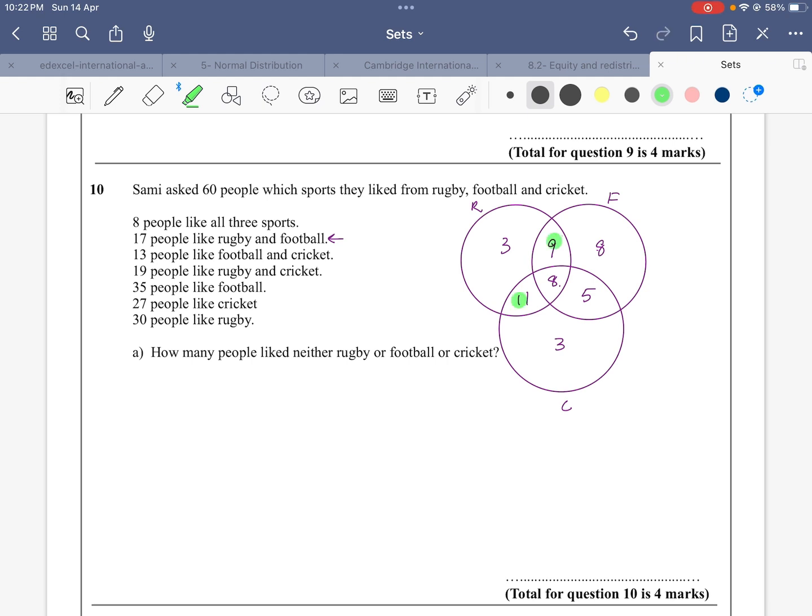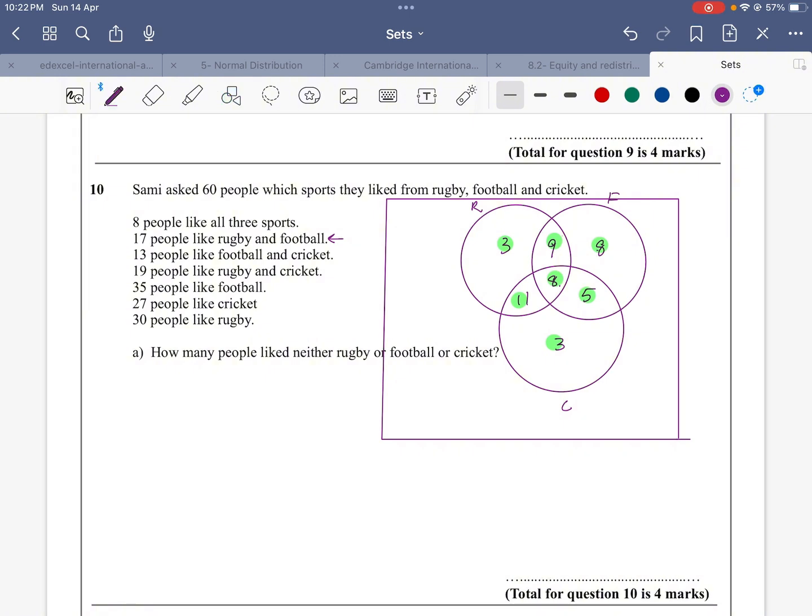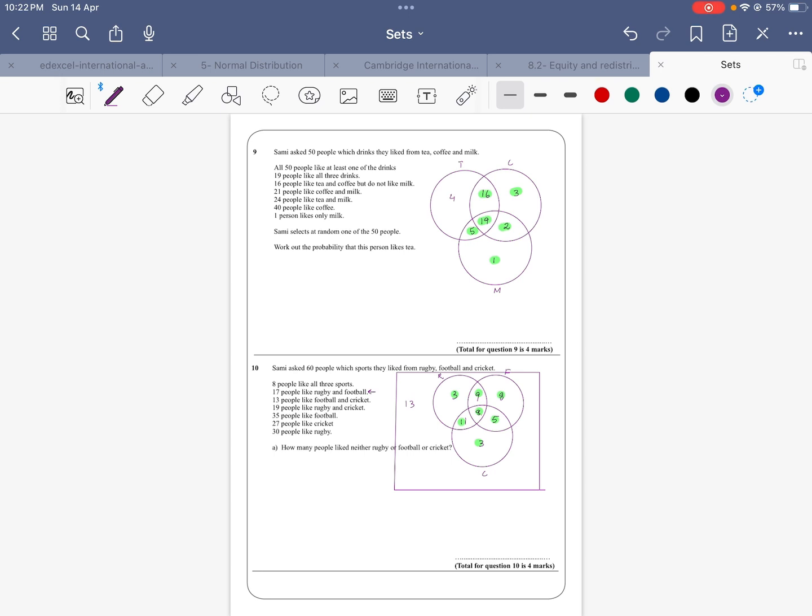11 plus 9 is 20. 20 plus 16 is 36. 36 plus 6 is 42. 42 plus 5 is 47. How many people liked neither sport? 13 people did not like any sport. So we are going to draw a box and write 13 in that box. This is how you draw this Venn diagram. So this is all about sets.